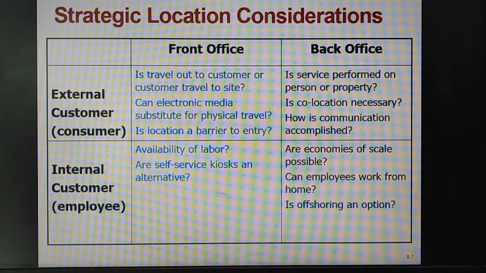From the perspective of back office and external customer, is the service performed on a person or on property? Are you directly giving the service to the customer, or is it a service like property rental? Back office and internal customer, the employee, which is the last quadrant. Among other things to consider are whether economies of scale are possible. Can you scale up the outlet, or scale up the services? Can you offer many more outlets for that particular service?